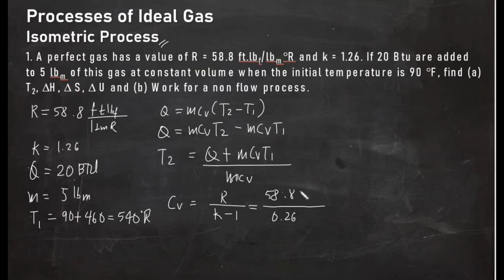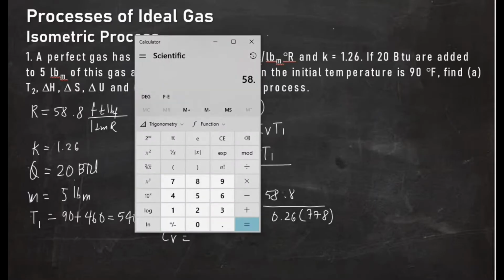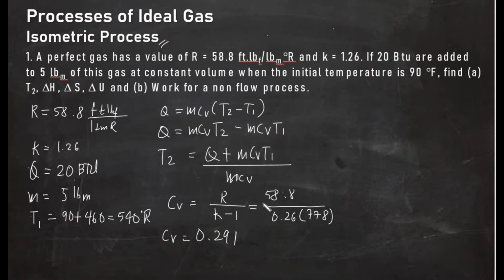Notice that our R is in foot-pound force per pound mass Rankine, while Q is in BTU. In order for c sub v to be in BTU as well, and to unify the units, we need to convert foot-pound force to BTU. To convert that, we simply divide by 778. Let's calculate c sub v on the calculator: 58.8 divided by 0.26 times 778. The answer is 0.291 BTU per pound mass Rankine.